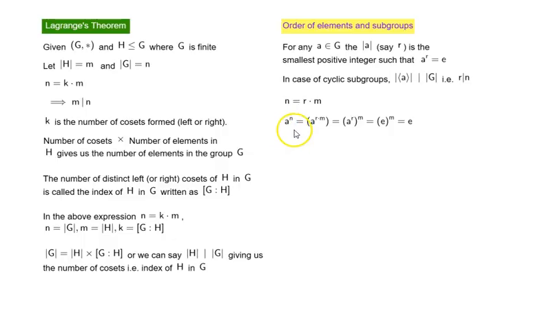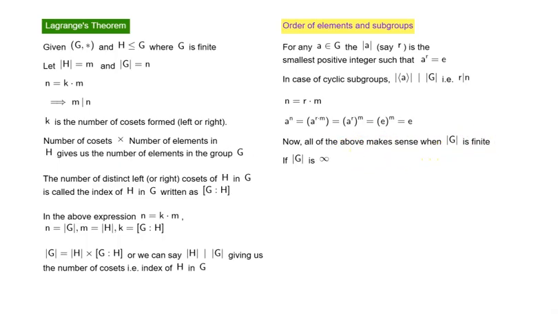A to the power of N is equal to A to the power of R times M, which is equal to (A to the power of R) to the power of M. But A to the power of R is equal to E. So, E to the power of M, and E to the power of anything is equal to E. Now, all of the above makes sense when the order of G is finite.